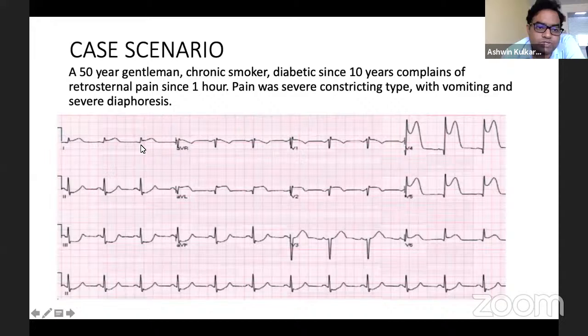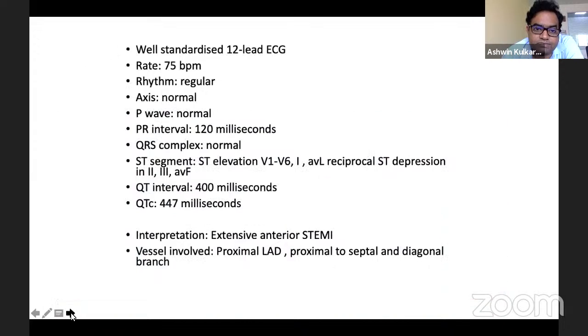Good, thank you. So as you can see, there is extensive MI. There is ST elevation in lead 1, lead AVL, and V1 to V6, and there are reciprocal changes in lead 2 and lead 3, and even in AVF. So whenever you see ST elevation in 1, AVL, V1 to V6, we term it as extensive acute myocardial infarction, where the lesion involved is in the proximal left anterior descending artery. So it's an extensive anterior wall MI, proximal LAD, which is proximal to both the septal and diagonal branches.